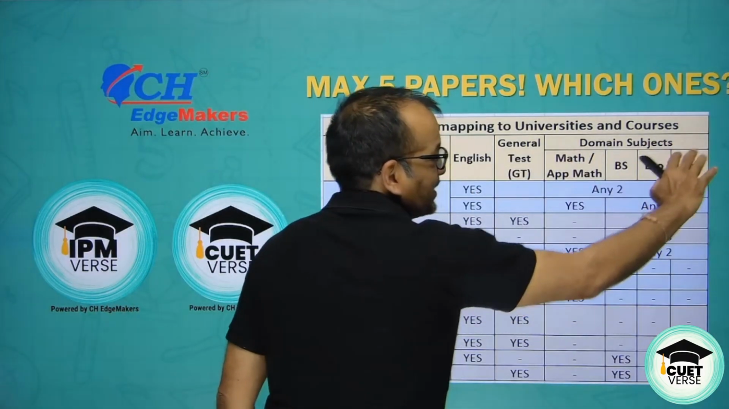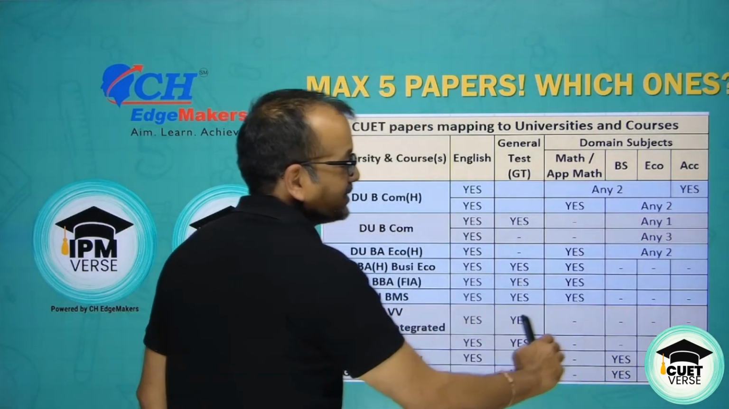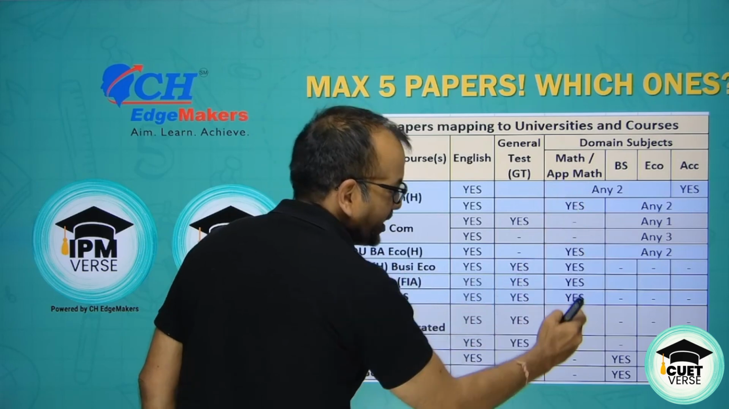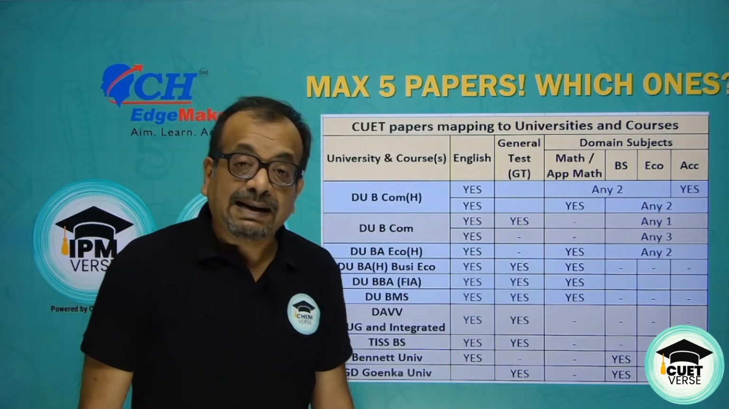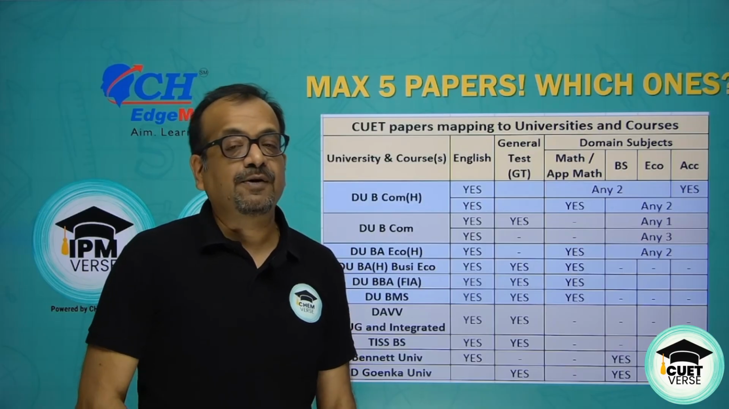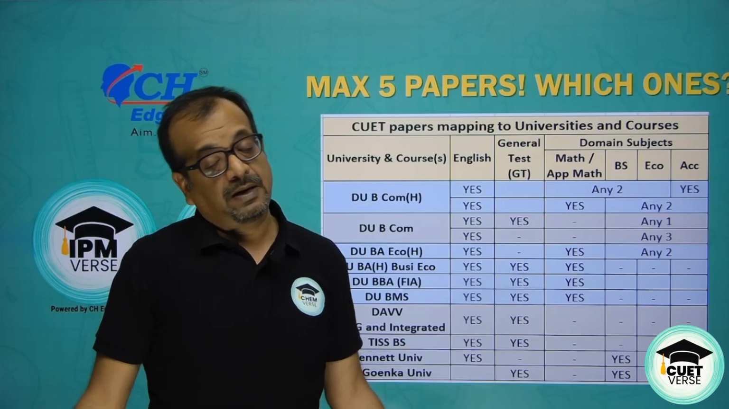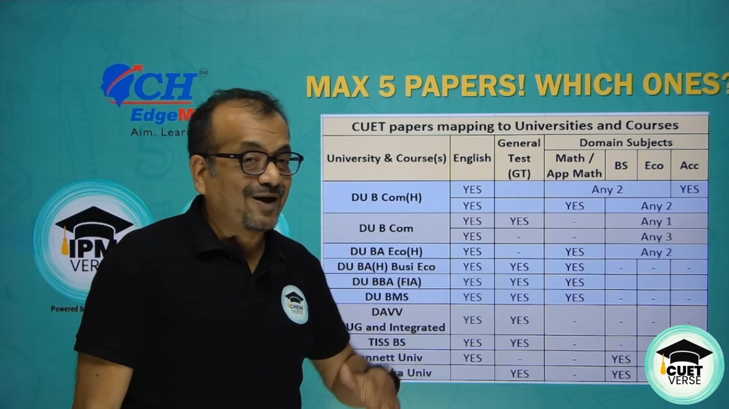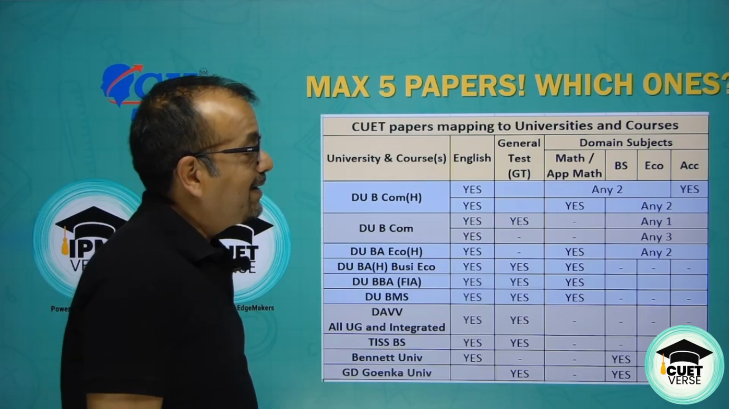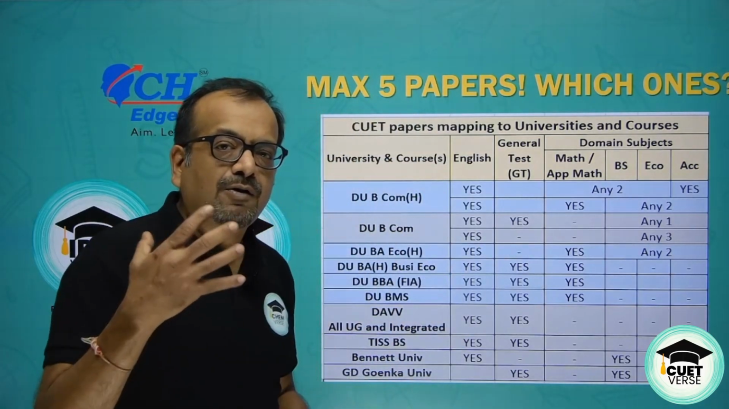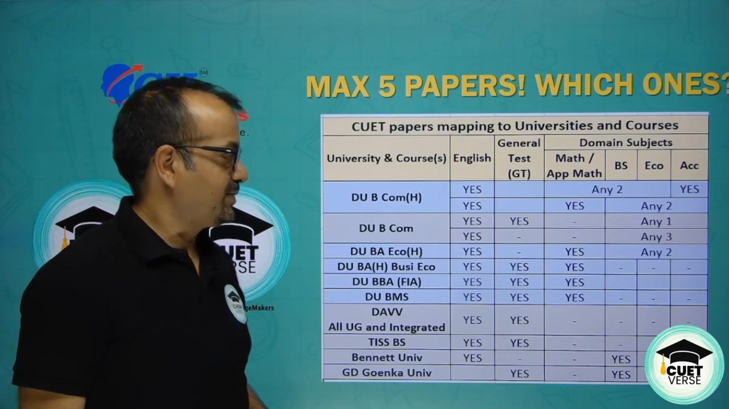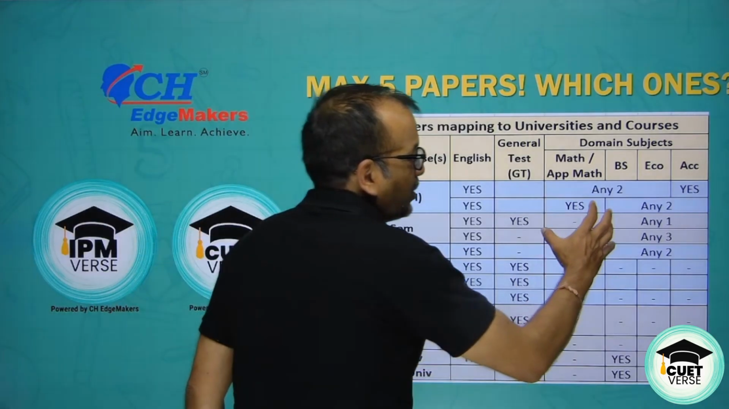Now look at the domain subjects. Among the domain subjects, specifically if you look at math or applied math, there are a certain number of courses which have a mandated requirement of score from the maths paper or applied math paper. It sort of becomes compulsory. And then for a typical commerce student, the 3 other domain subjects are Business Studies, Economics and Accountancy. Look at this mapping here.